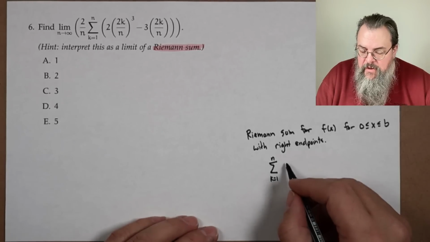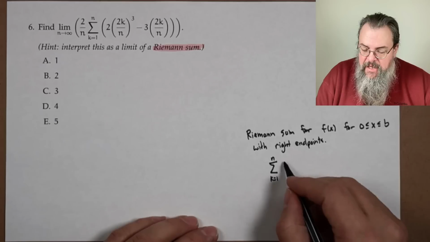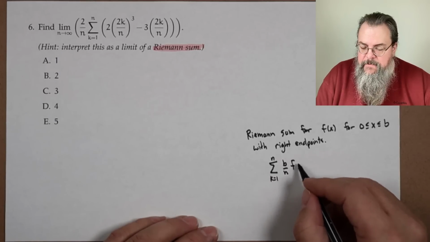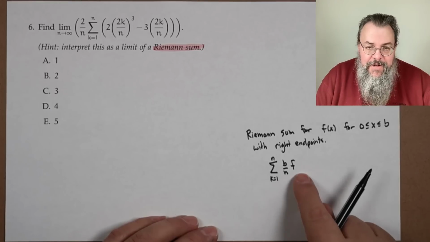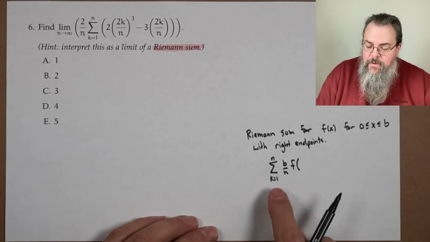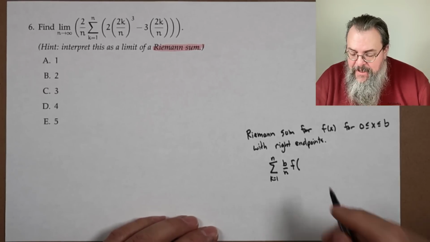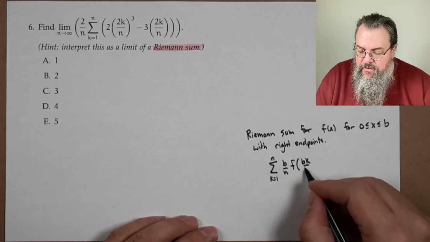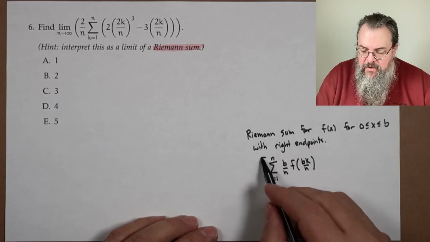Your widths are all going to be the same. So you take your b minus 0, which is b, divide by n, and then you have your f, your function. So this is your width, and this is going to be your height. So it's f, and now what you do is you want to move over to the right endpoint of the kth interval. So you do that by multiplying b times k over n. All right, so this is the generic formula to know.